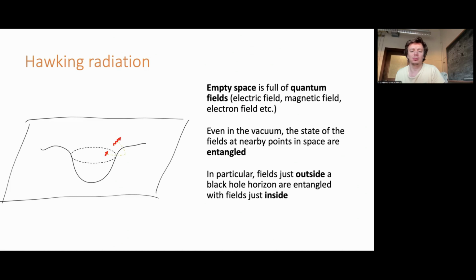In particular, one point in space that locally just looks like the vacuum is the event horizon of the black hole. So that means that fields that are just slightly outside a black hole horizon will be entangled with fields that are slightly inside. So it has nothing to do with the fact that it's a black hole, it's just a statement about quantum fields anywhere in the universe, and this is just one place where it's true.